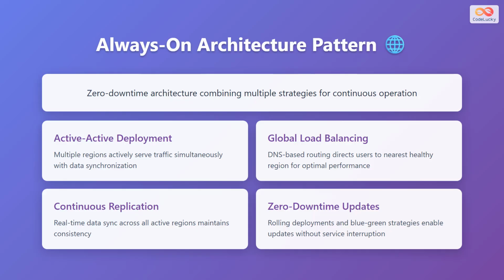Zero-downtime updates use rolling deployments and blue-green strategies to enable updates without service interruption. New code deploys gradually, and if problems arise, traffic instantly switches back to the previous version.